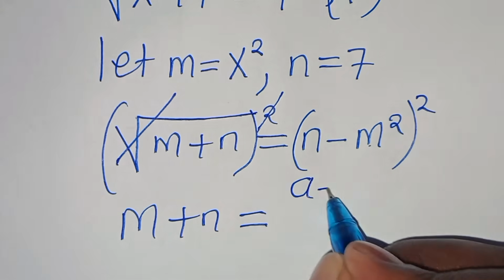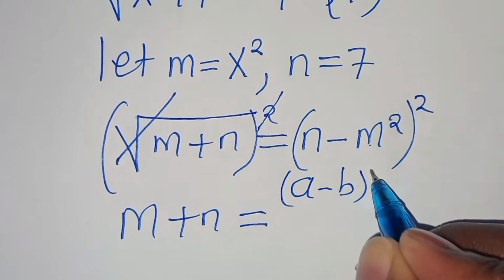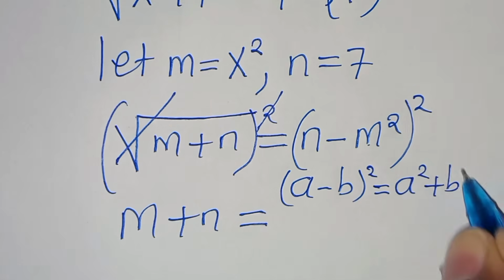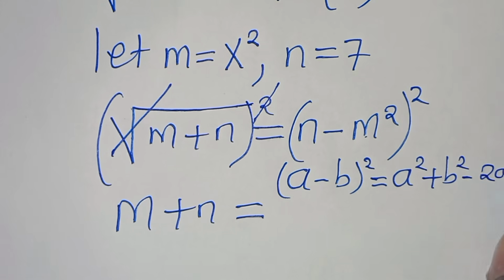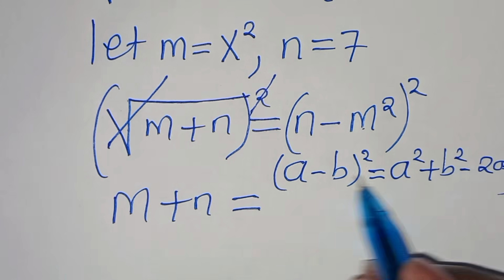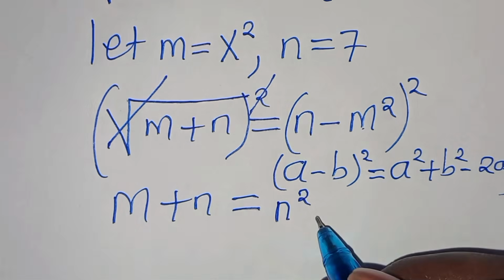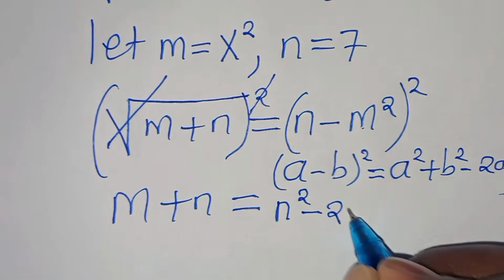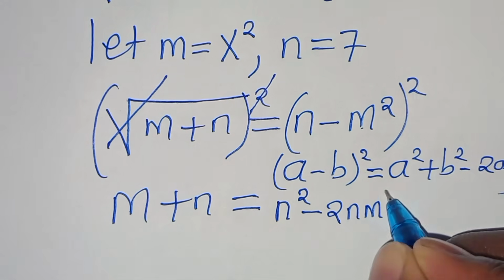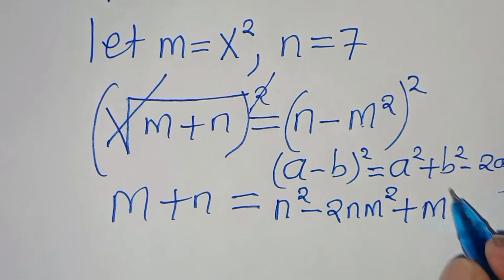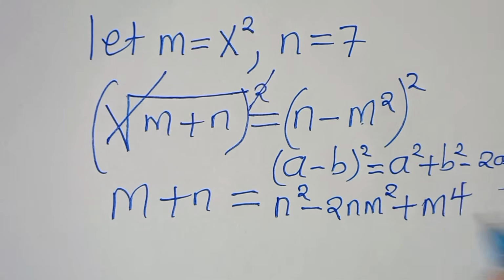This is in the form of a minus b raised to the power of 2. This can be expressed as a to the power of 2 plus b to the power of 2 subtract 2ab. Applying this algebraic identity, here we have n to the power of 2 minus 2n m to the power of 2, then plus m to the power of 2 times 2, which is m to the power of 4.